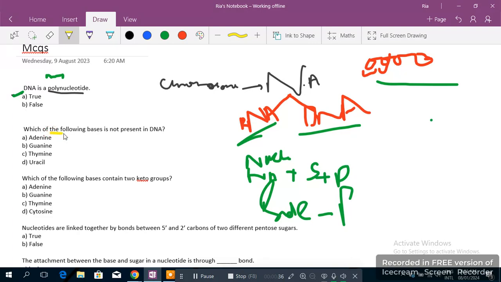And the question: which of the following bases is not present in DNA? If you write the bases, this means adenine, guanine, thymine. One is remaining, which is cytosine. And yes, that's the 2, because in DNA you will not find uracil, but thymine is present. Still, if we count the 4 nitrogenous bases, cytosine is not there. So the right answer here is uracil, because this is present in RNA, not in DNA.